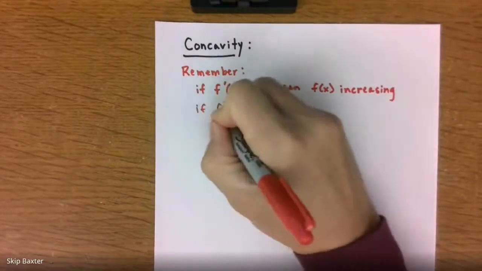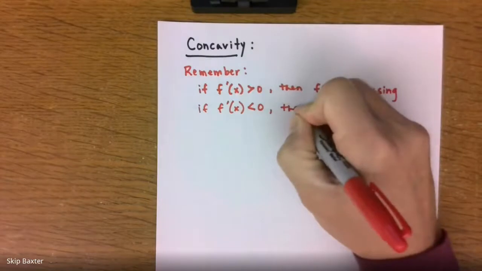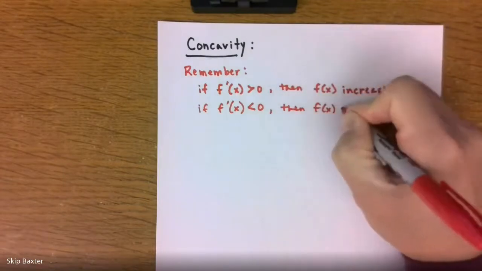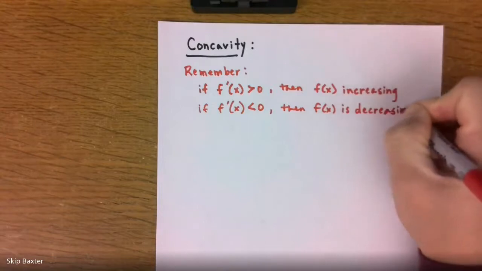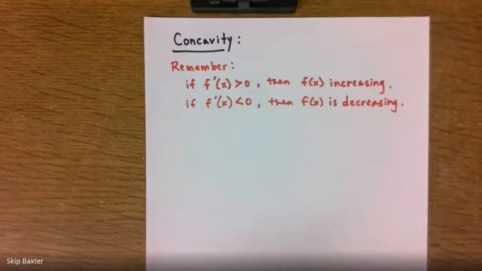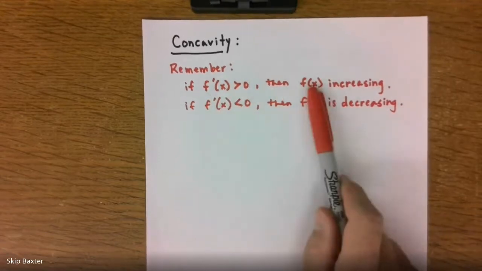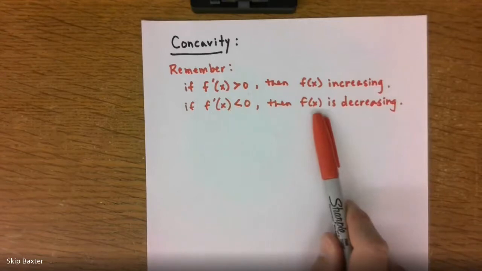And if f prime of x is negative, then f of x is decreasing. Right? We talked about that the other day when we talked about the first derivative test for finding extreme values. If f prime of x is positive, then f of x is increasing. If f prime of x is negative, then f of x is decreasing.